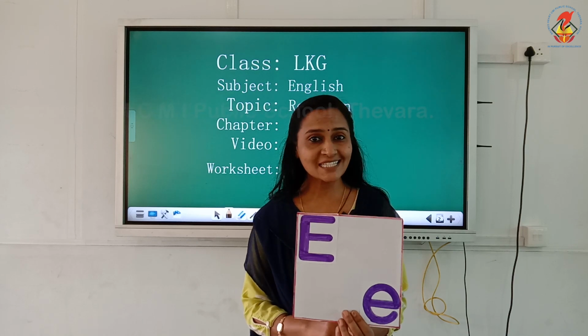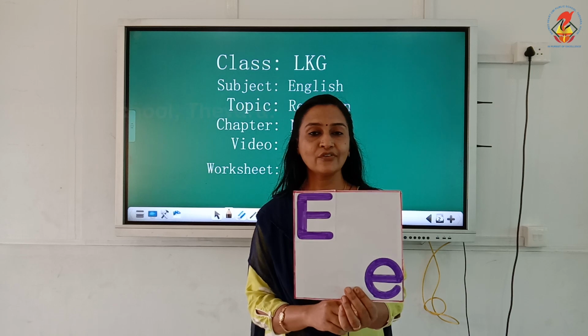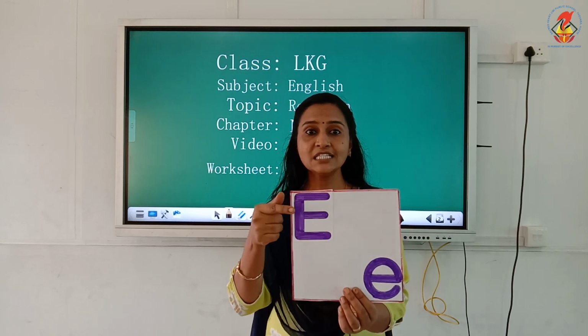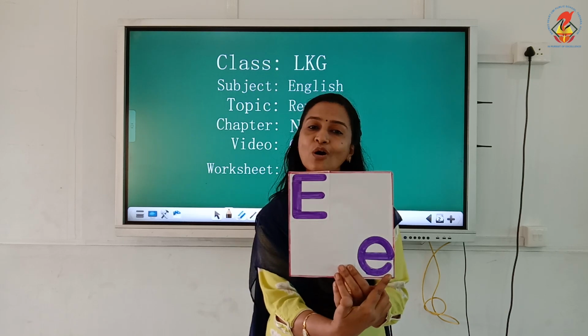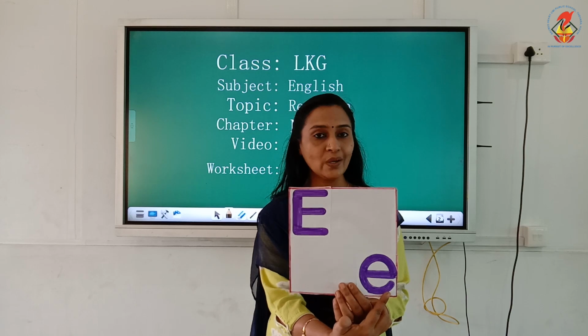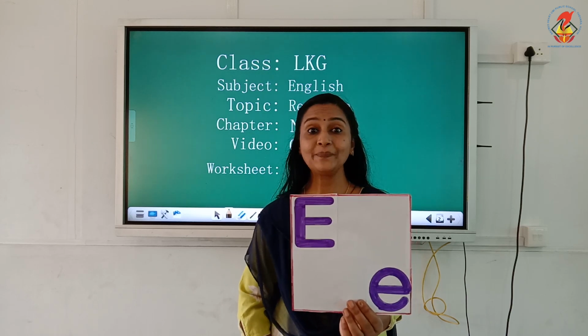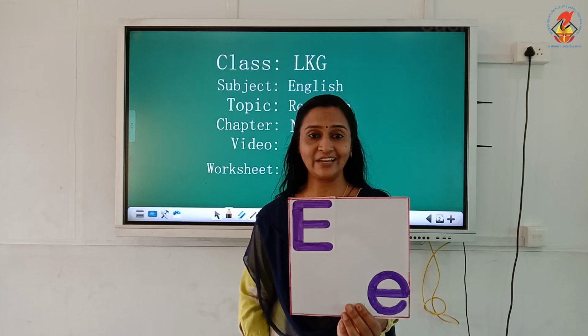Which letter is this? This is letter E. Phonic sound of letter E. E. This is capital letter E and this is small letter E. Now, let us recap the words. Egg, envelope, elf, elbow, engine and elephant.